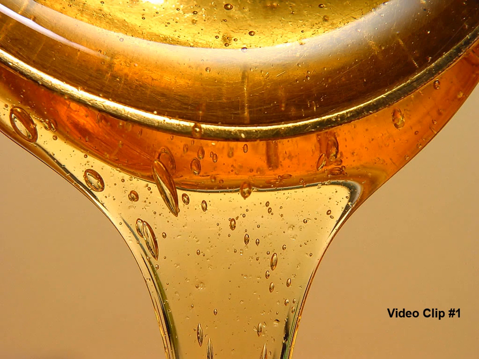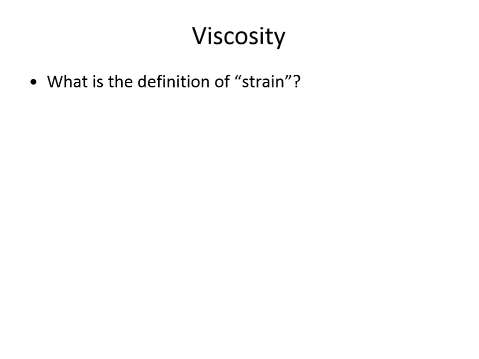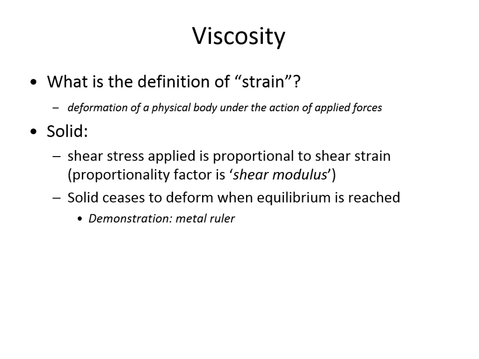What it's called? Viscosity. I hear some muttering. Muttering's fine. Yeah, it's viscosity. That's the fluid property. And viscosity we can understand in terms of strain, the definition of strain. So you'll remember from previous classes that strain is a physical body deforming under the action of applied forces. So I've got a metal ruler here, and let's watch this metal ruler strain. If you press on it at both ends, so I'm applying a force, then the physical body deforms.